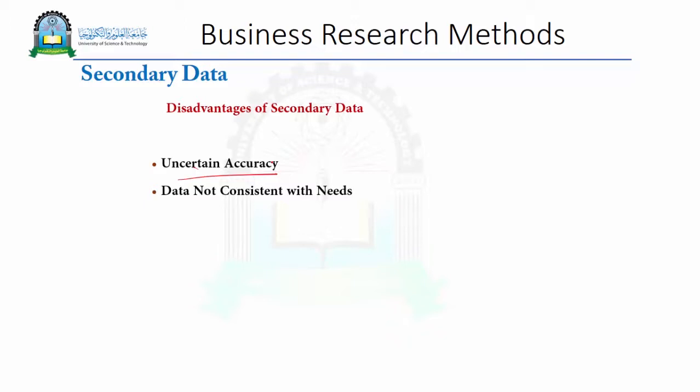The second disadvantage of secondary data is that the data is not consistent with the needs most of the time. You cannot find data that fits the research objectives and the research problem 100%, because as we said at the beginning, these types of data have been collected for something else and for different objectives other than your objectives. The third point is inappropriate units of measurement.